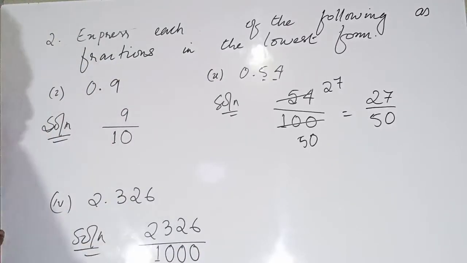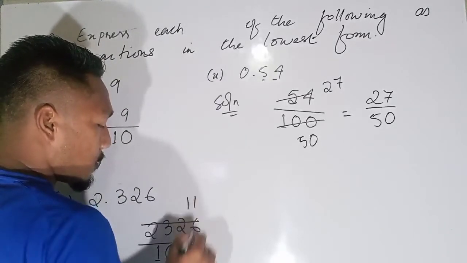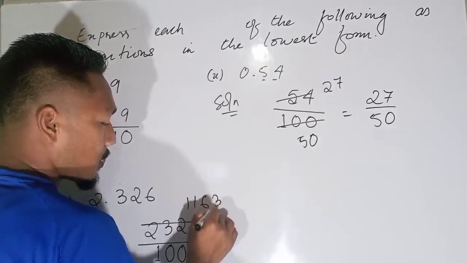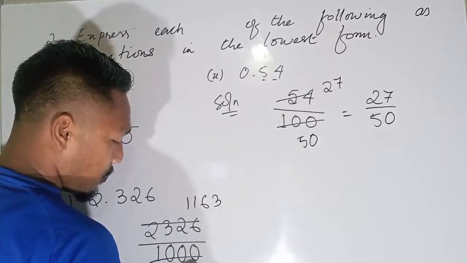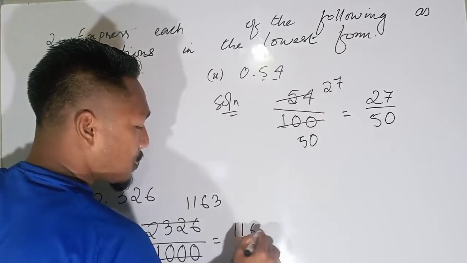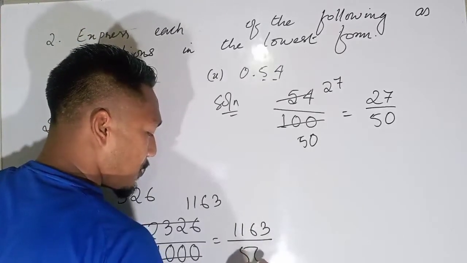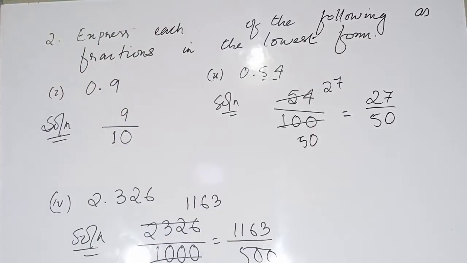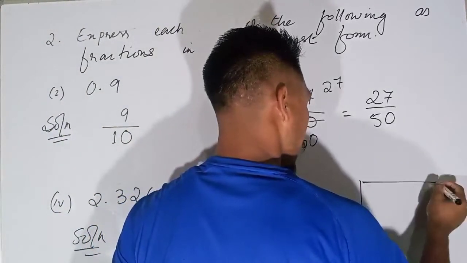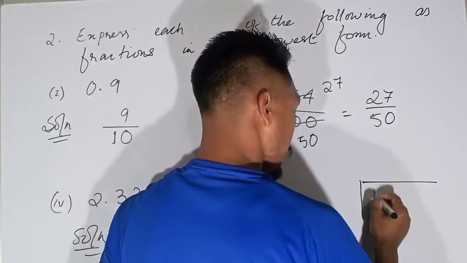Okay, now divide it by 2. So 2 1s are 2, 2 1s are 2, 2 6s are 12, 2 3s are 6, 2 5s are 10, 0, 0. So what is the answer? 1163 divided by 500. So I think this is your final answer. Or you can further divide it if you divide this one.